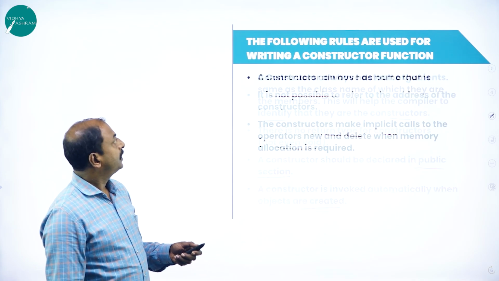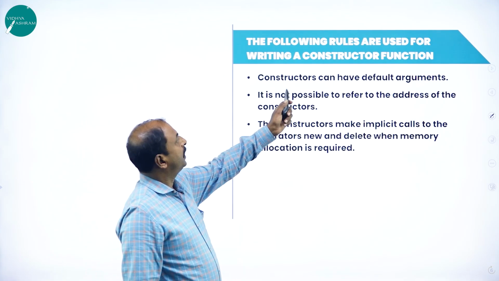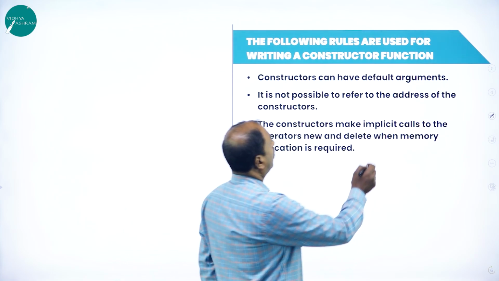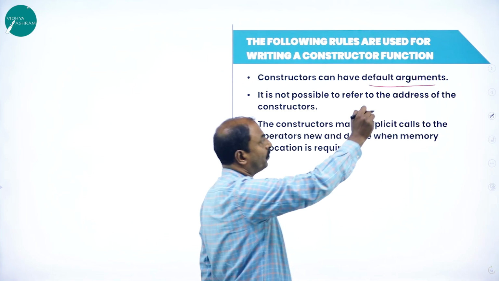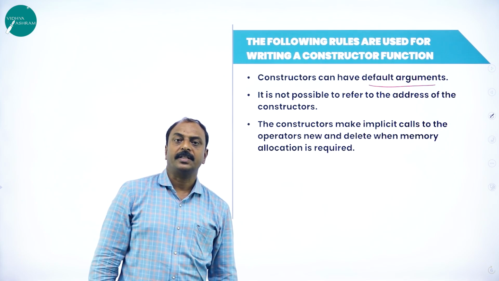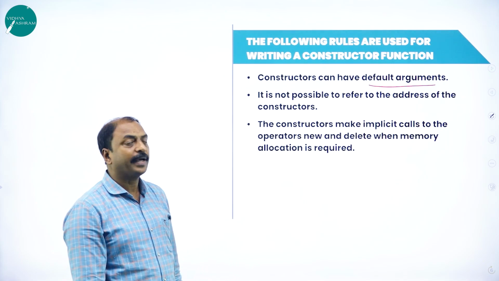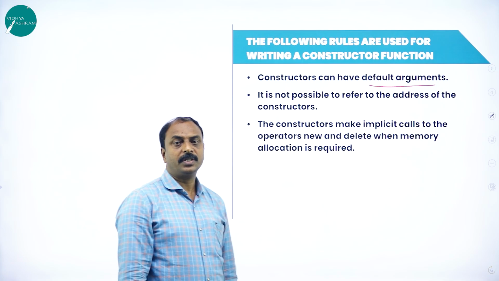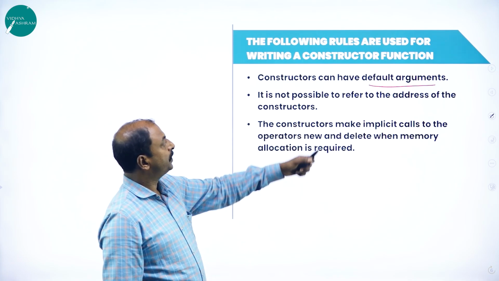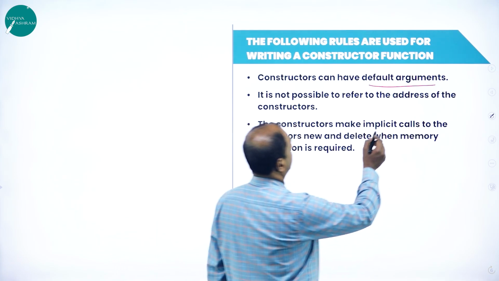Now let us see another rule. Constructors can have default arguments. So what are default arguments? Here the constructors without any parameters are called default arguments. It is not possible to refer to the address of the constructors.